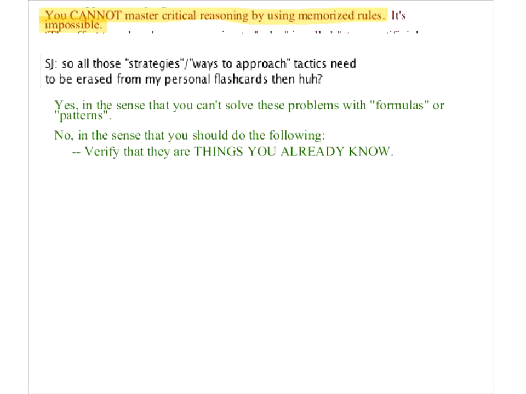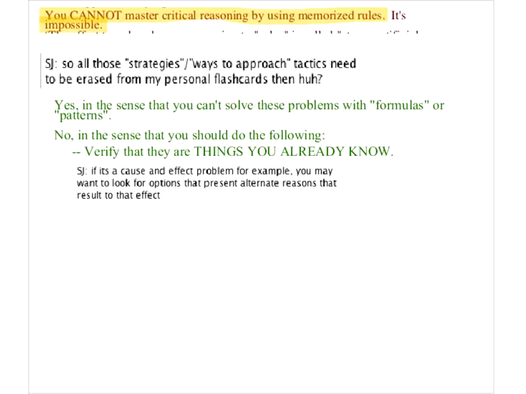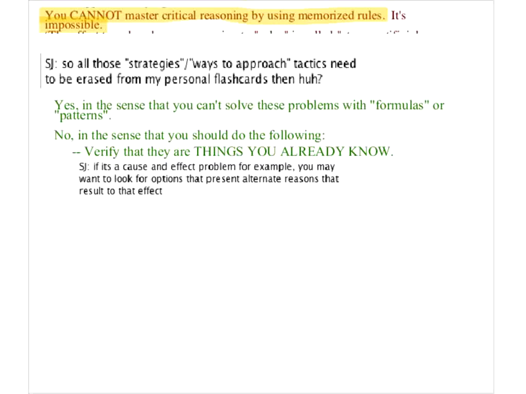So let's give an example. Let me find it here in the chat box. This is a good example. This is for how to weaken a cause and effect argument. This is not really something that you don't know already. This is something that you have known since you were like 6 years old. So you already know this. Let me prove this to you.